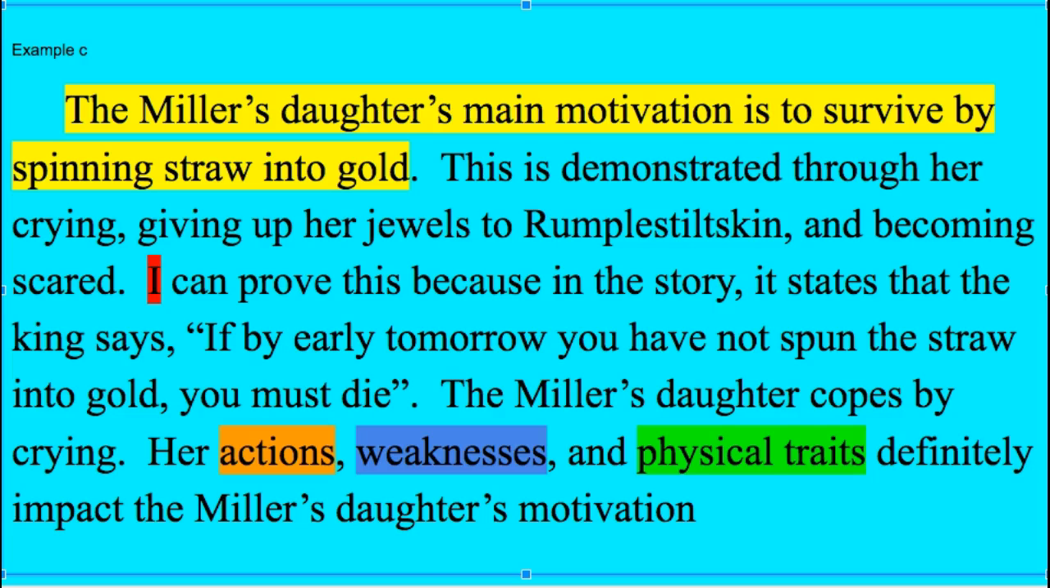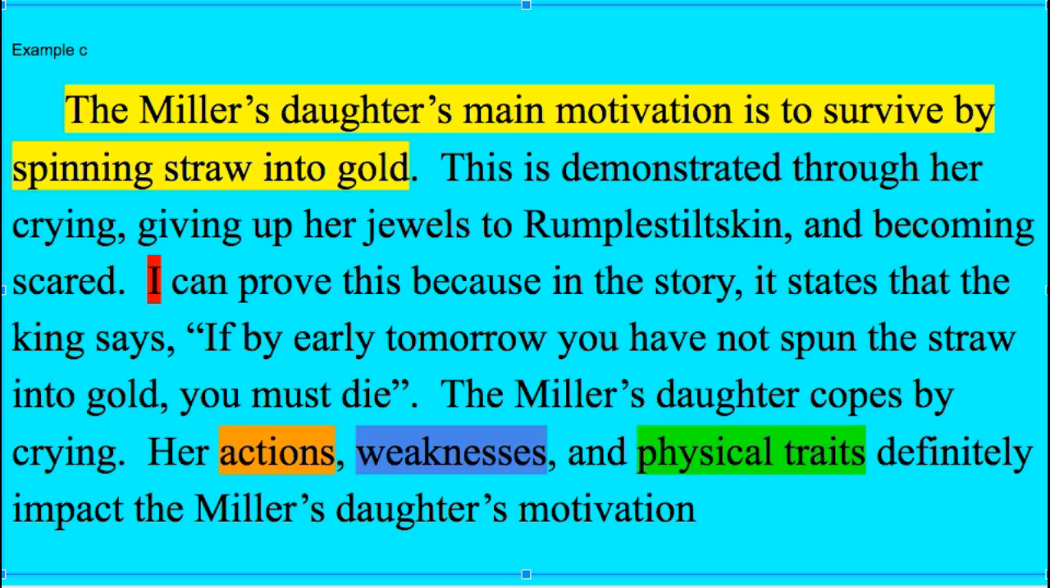The miller's daughter's main motivation is to survive by spreading straw into gold. This is demonstrated through her crying, giving up her jewels to Rumpelstiltskin, and becoming scared. I can prove this because in the story it states that the king says, "If by early tomorrow you have not spun the straw into gold, you must die." The miller's daughter copes by crying. Her actions, weakness, and physical traits definitely impact the miller daughter's motivation.